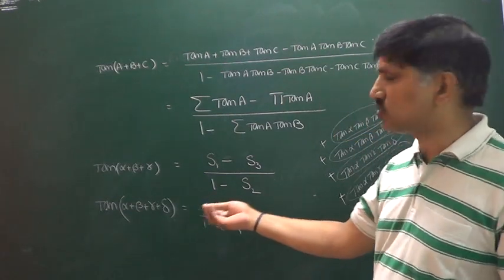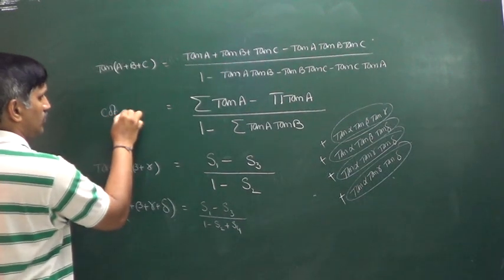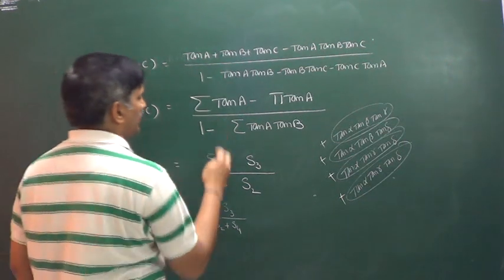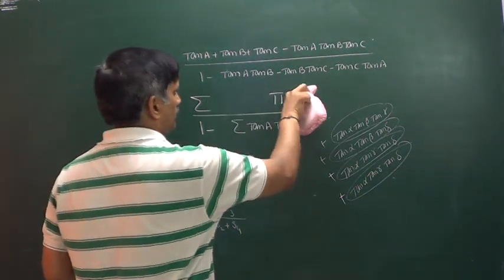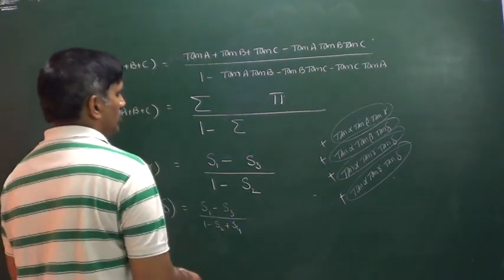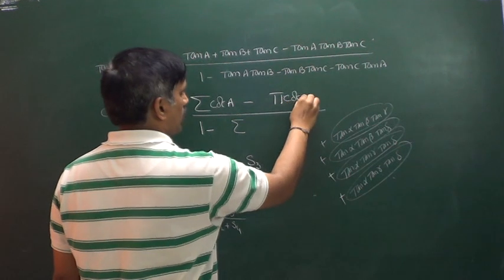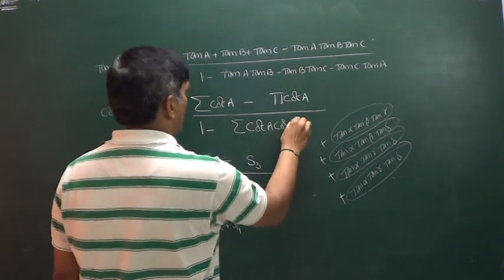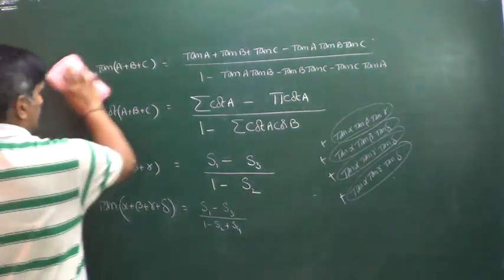Similarly, for cot, suppose I want to write the formula for cot of A plus B plus C. It just means tan is replaced with cot everywhere. You will get sigma cot A minus pi cot A divided by sigma cot A cot B. That is the formula for cot of A plus B plus C.